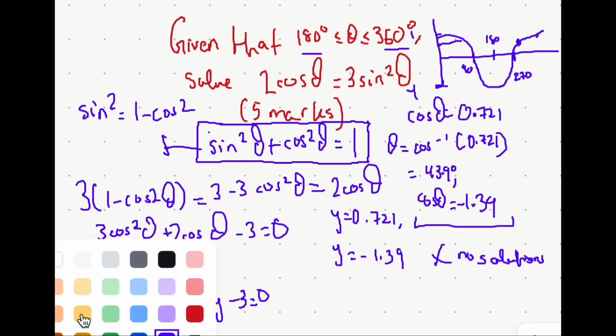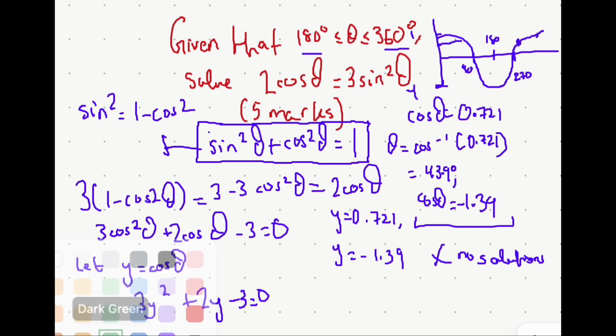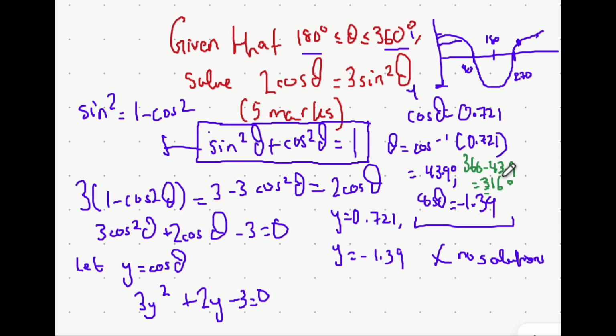So I'm going to do this in a different color, just to separate it a little bit. But if you do 360 minus 43.9, you get the other value, which actually is in between this range. So let's do that one. 316 degrees. And that's your final answer actually. That's the only solution of this whole equation in between 180 and 360.